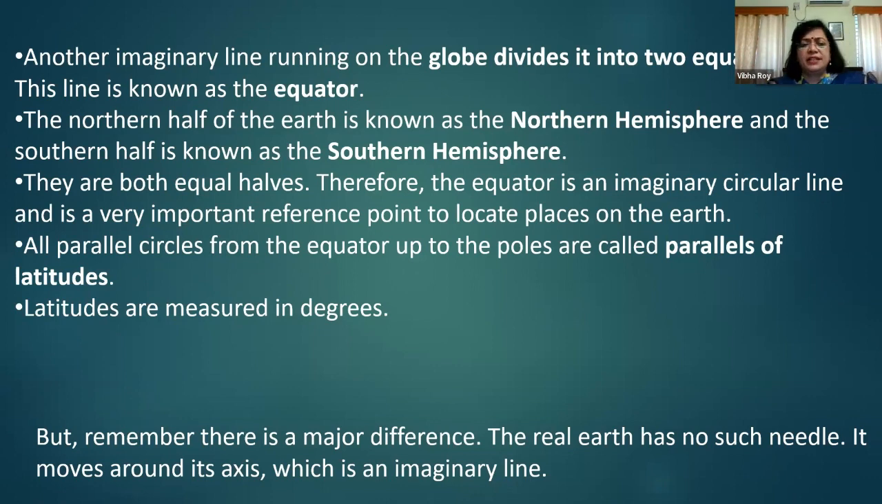All parallel circles from the equator to the poles are called parallels of latitude and they are measured in degrees. But we have to remember there's a big difference. The real earth has no such lines. These are all imaginary lines like the axis. This we should make clear because they should not have the idea in their head that when I go to such and such place, lines will be on the ground. I know in MP, somebody is from MP here also, no? There's a place in MP where you have the line drawn because the Tropic of Cancer is passing through that place. I have heard that there's a place where the line is drawn. But the children should not have the idea that the lines are always drawn. These are all imaginary lines.